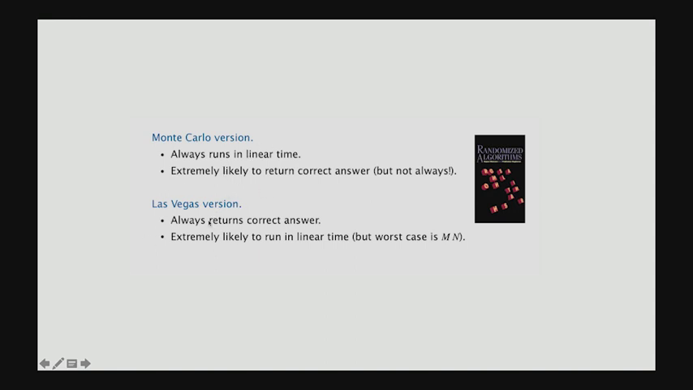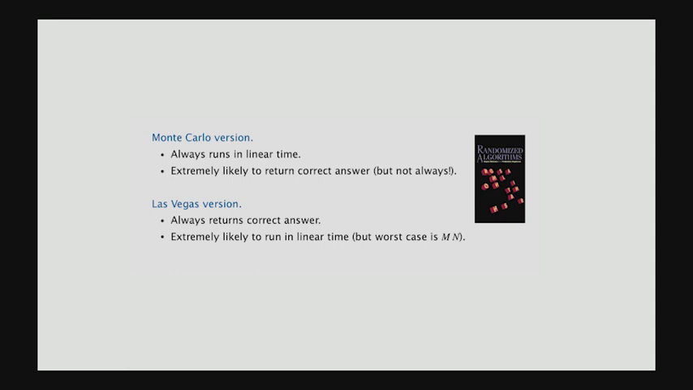The Las Vegas version always returns the correct answer, because we check equality one more time. But it is only extremely likely to run in linear time. There is some chance that the algorithm will not run in linear time. In the worst case, m equals n. That is not cool.